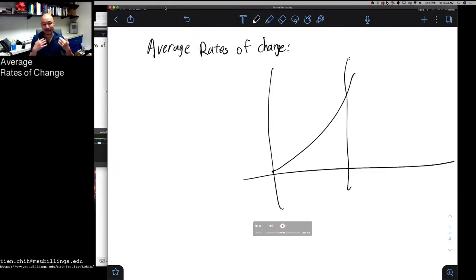So, in college algebra or a previous math course, you have likely seen average rates of change in terms of other types of functions. I won't go through all the details of that, but I'll go through the general idea of average rates of change as a refresher.